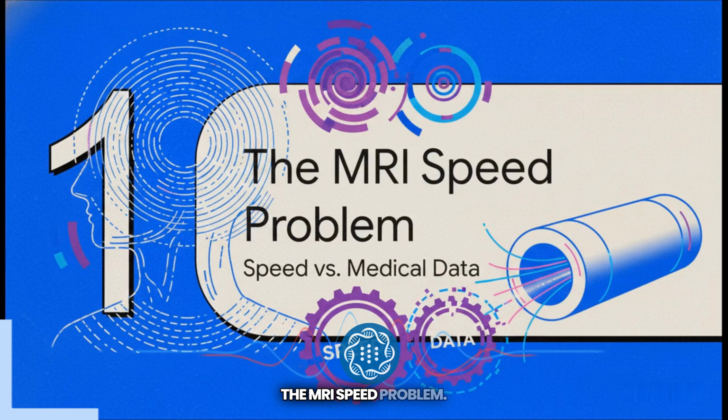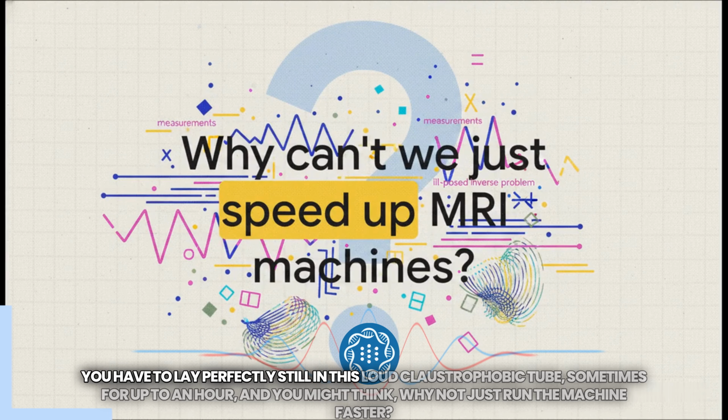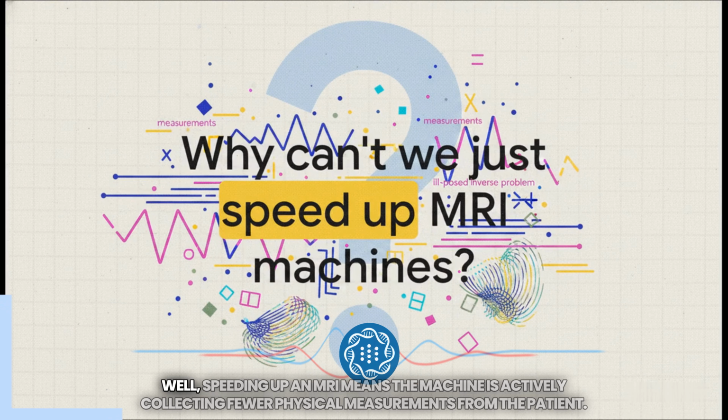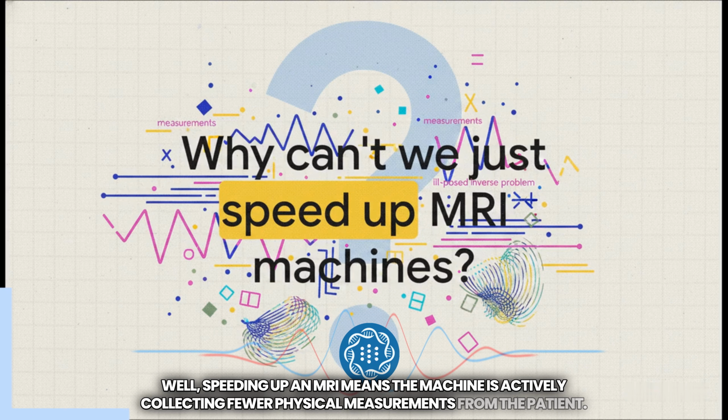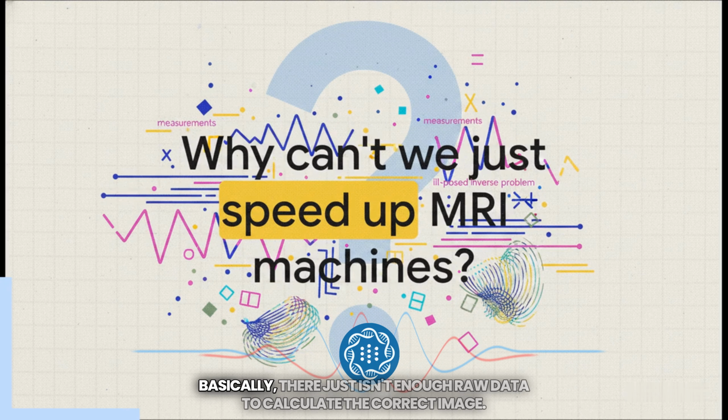The MRI speed problem. If you've ever had an MRI, you already know they take a notoriously long time. You have to lay perfectly still in this loud, claustrophobic tube, sometimes for up to an hour. And you might think, why not just run the machine faster? Well, speeding up an MRI means the machine is actively collecting fewer physical measurements from the patient. In math terms, this creates what we call a severely ill-posed inverse problem. Basically, there just isn't enough raw data to calculate the correct image.